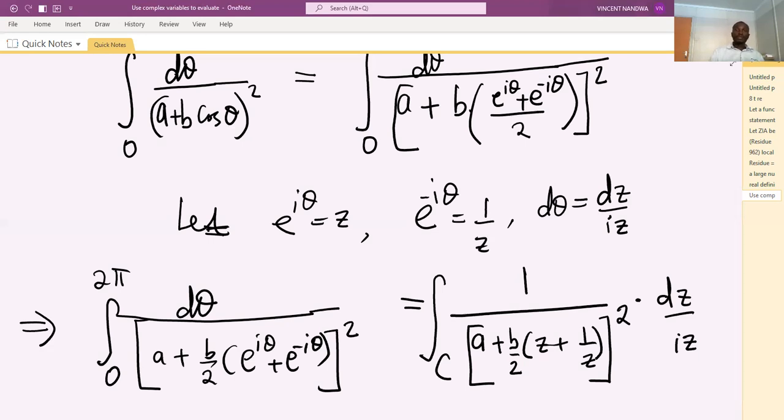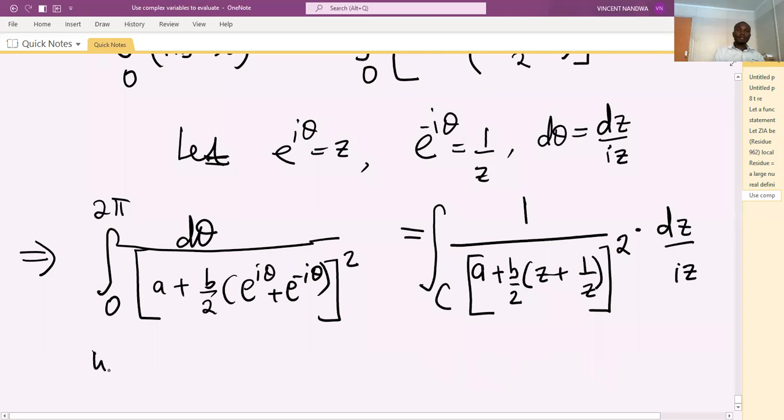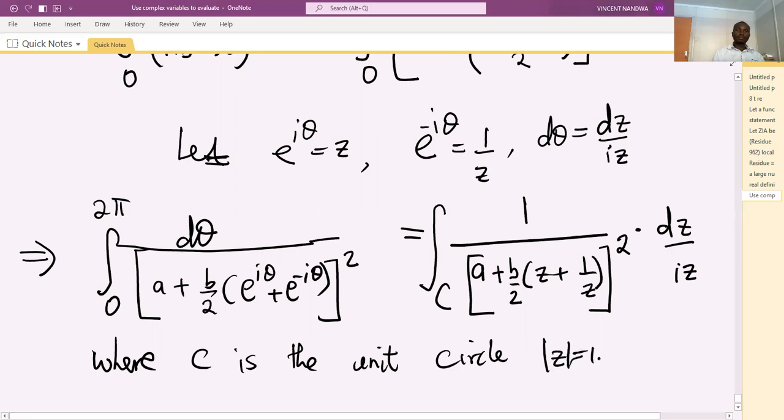But then don't forget to explain that C is the unit circle. You must always specify which contour you are working on.